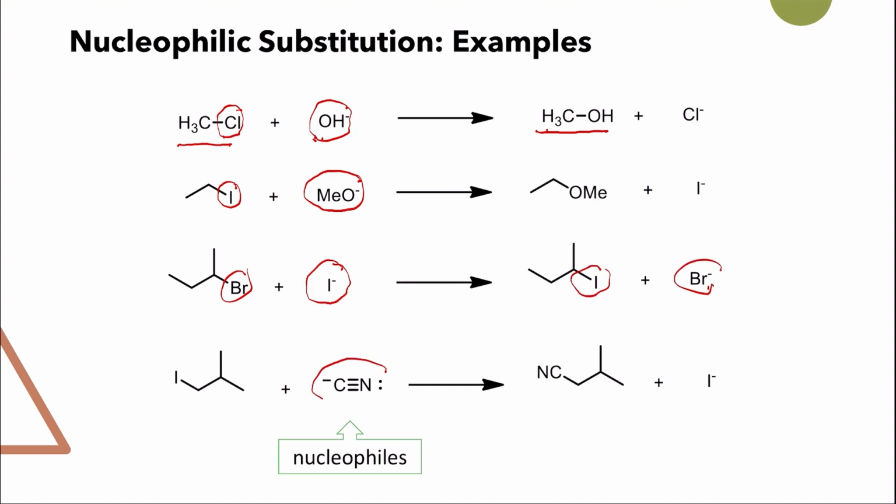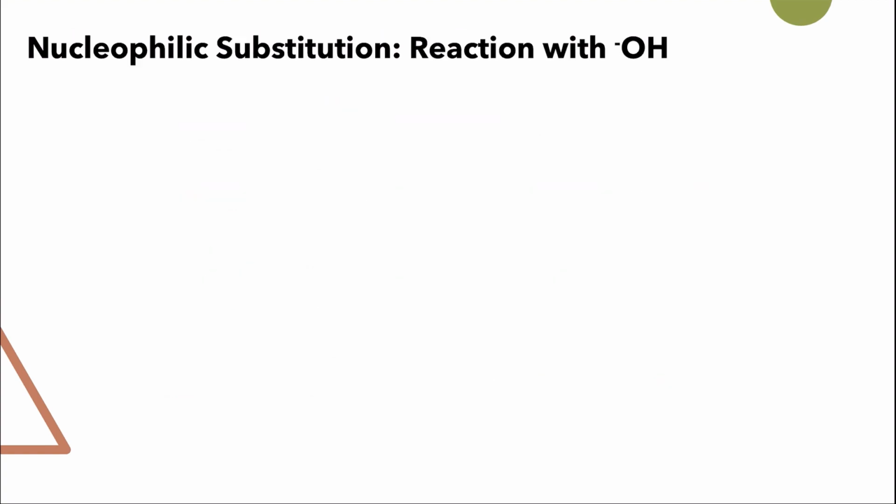And if you have a cyano group, a cyanide, it will also react or substitute the halide, and that will give you a nitrile. So you just need to look at the different nucleophile that you are given, and then you can simply think of the product. So let's have some more specific examples now, look at the mechanism and also look at the conditions of the reaction.